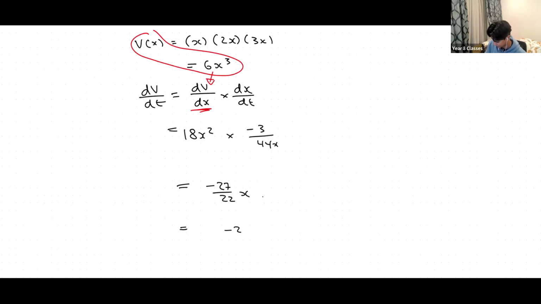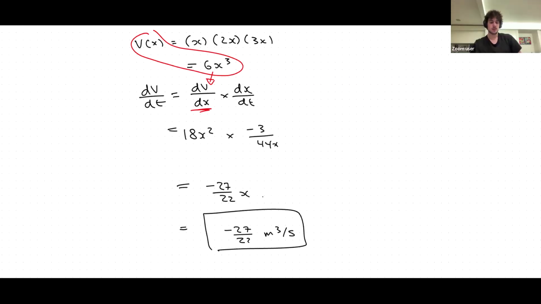And in terms of units, that should be meters cubed per second. So this is your dv/dt at that time. All right, and that's the end of that question.